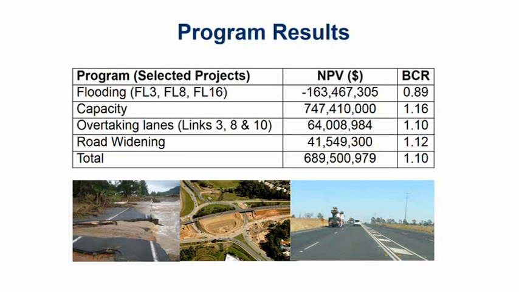Road widening, even less on that one. Net present value of about 41 to 42 million and a benefit cost ratio of 1.12. And the overall program, if we include all of the projects, gives you quite a low benefit cost ratio of only 1.1 and a net present value of about 690 million. Now that sounds fairly high, but you've got to bear in mind that this is in comparison to costs of billions and billions of dollars.